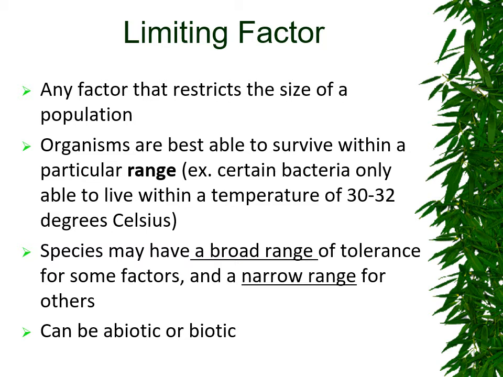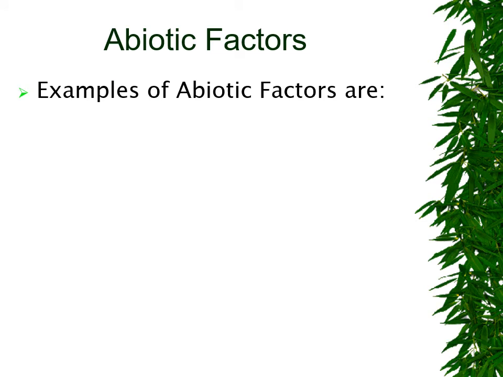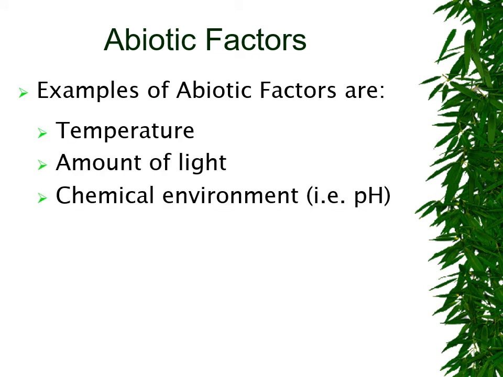So species may have a broad range of tolerance for some factors and a narrow range for others. And these factors could be either abiotic or biotic in nature. So when we look at abiotic factors, some examples of abiotic factors are temperature, the amount of light, the chemical environment. So when we talk about water, you might look at the pH, how acidic that water is of that lake or pond. So again, those are abiotic factors that might limit a population.